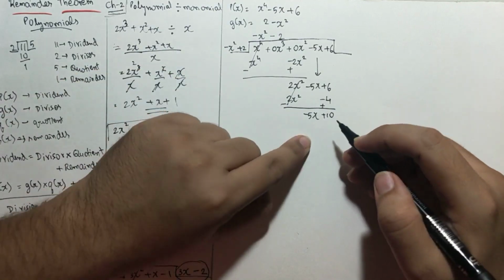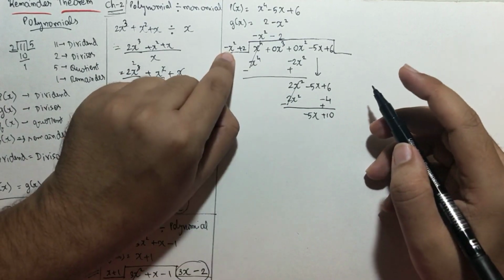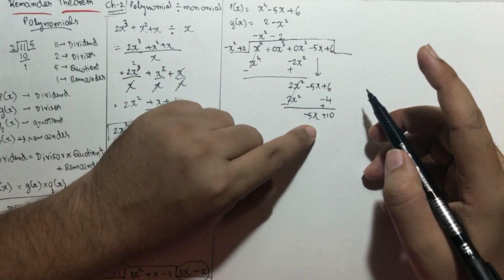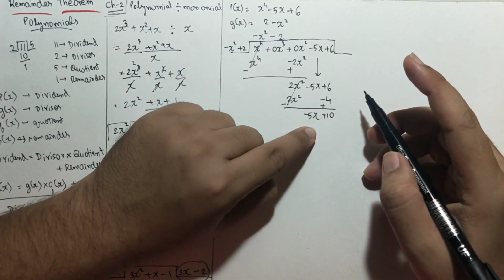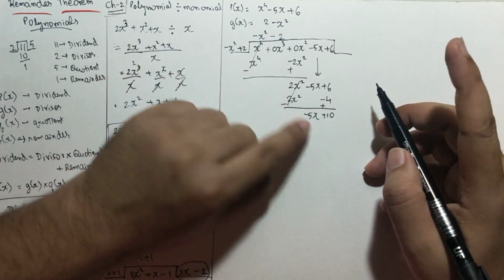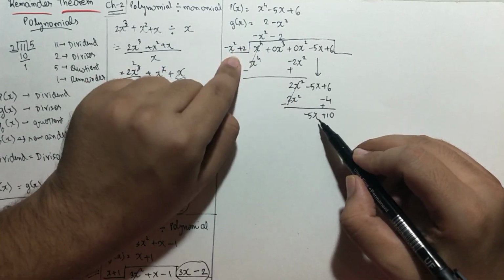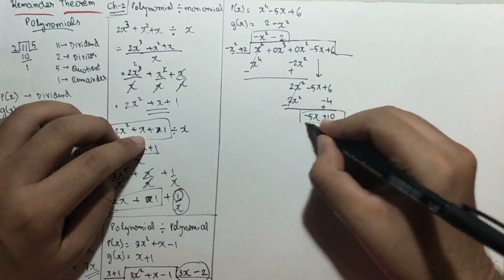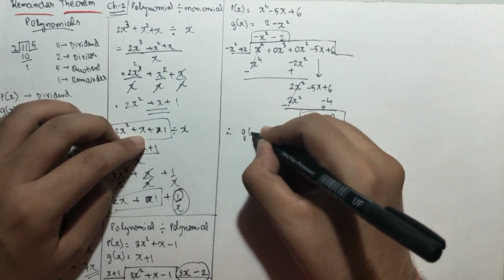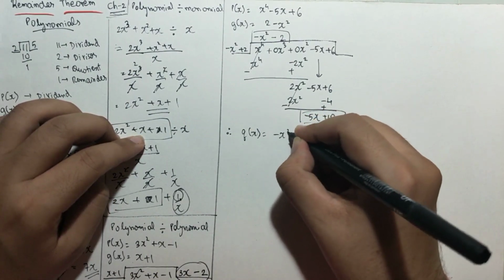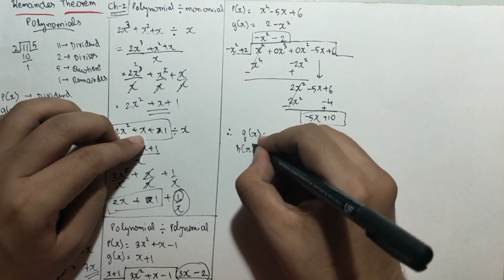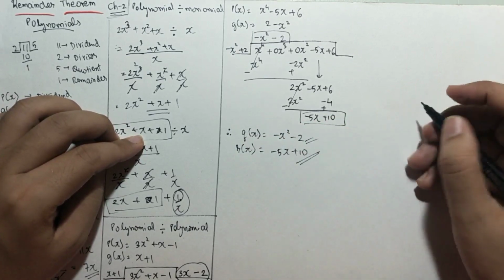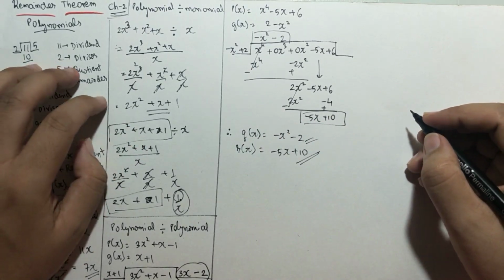Now, can you divide it more? No. Here the degree of the divisor was 2 and the degree of the remainder is 1 over here. So you cannot divide them. Understood? For division, the degree of the remainder should be less than the degree of the divisor. So we got this as our quotient and this as a remainder. Therefore, quotient q of x would be minus x square minus 2 and the remainder r of x will be minus 5x plus 10. I hope you understood this division method.